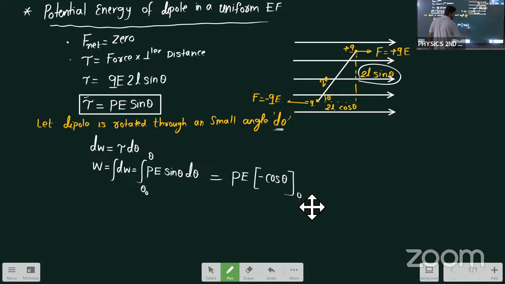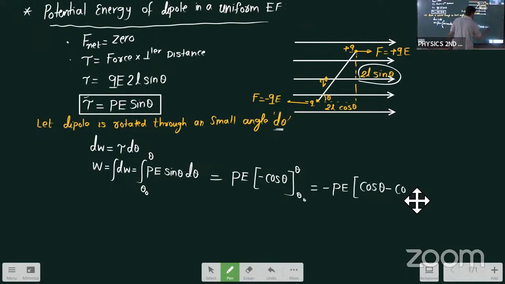Theta naught to some theta. You can take theta 1 to theta 2 or theta naught to theta, your wish. So this will become minus Pe of cos theta minus cos theta naught. So this is the work done in rotating an electric dipole from position theta naught to theta in a uniform electric field. Whenever we are placing an electric dipole in a uniform electric field, then if I am rotating the dipole from some angle theta naught to theta, this is the amount of work I am supposed to do.